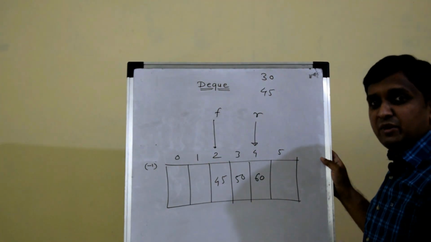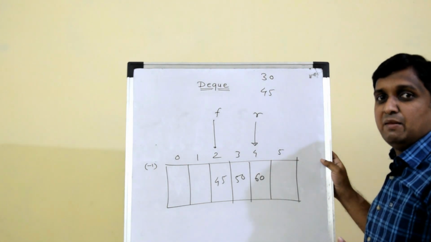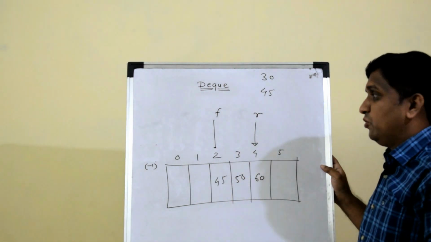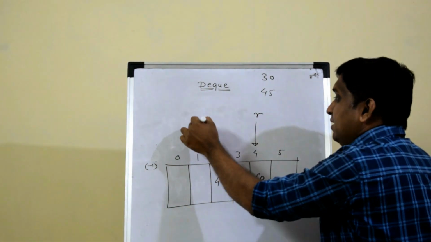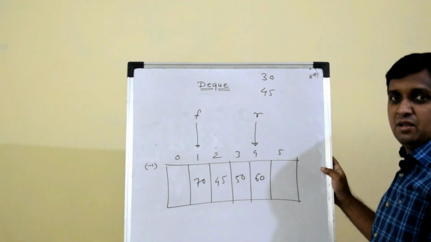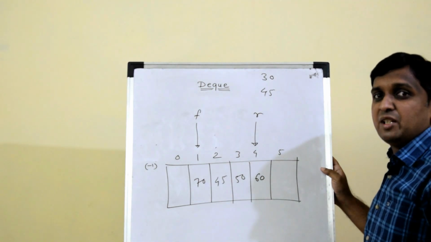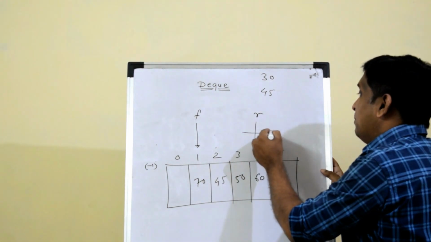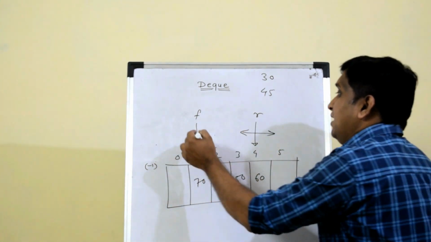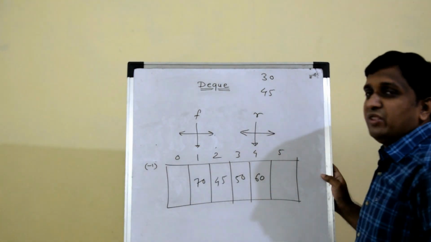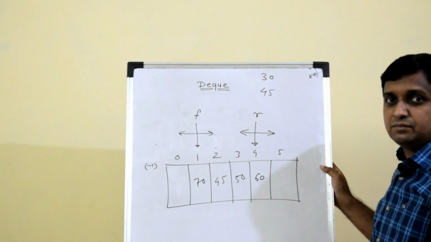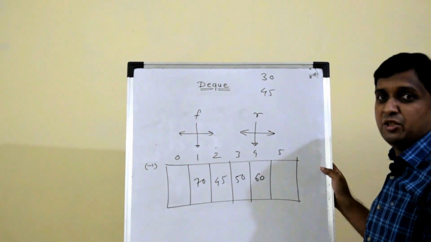Now suppose if I want to insert one element from the front end, so in that case what I will do, insert at front end means I need to decrement the front pointer this time. So first front will come from here to here, and then element will get stored here. That means when I insert the element or remove the element from rear end, at that time I need to move this rear variable or rear index. If I insert the element or remove the element from front end, then I need to move this front variable or front index. So this is how insert and remove operations will perform.